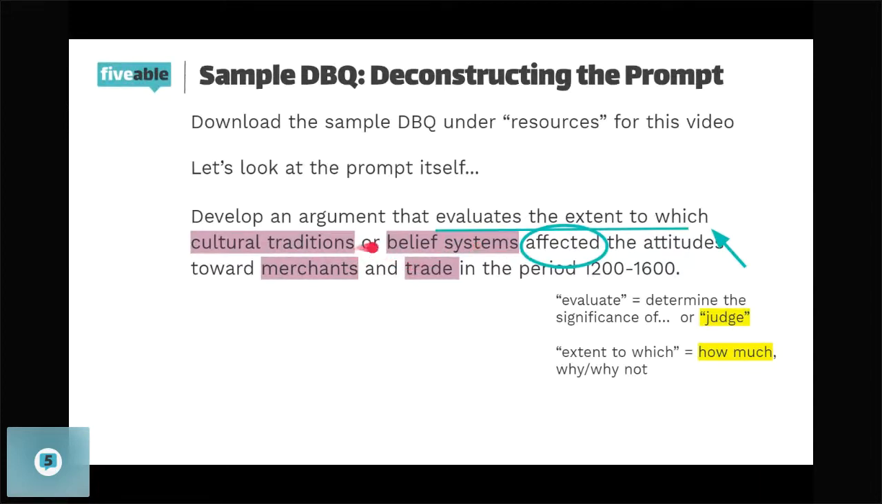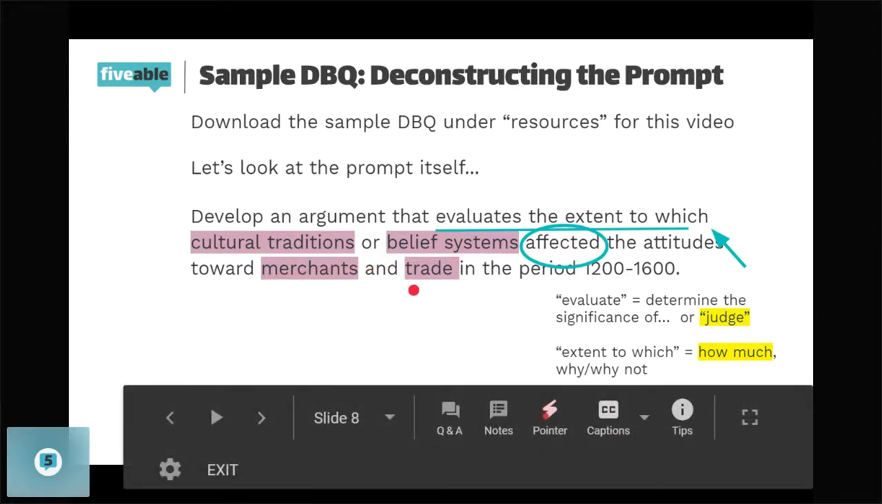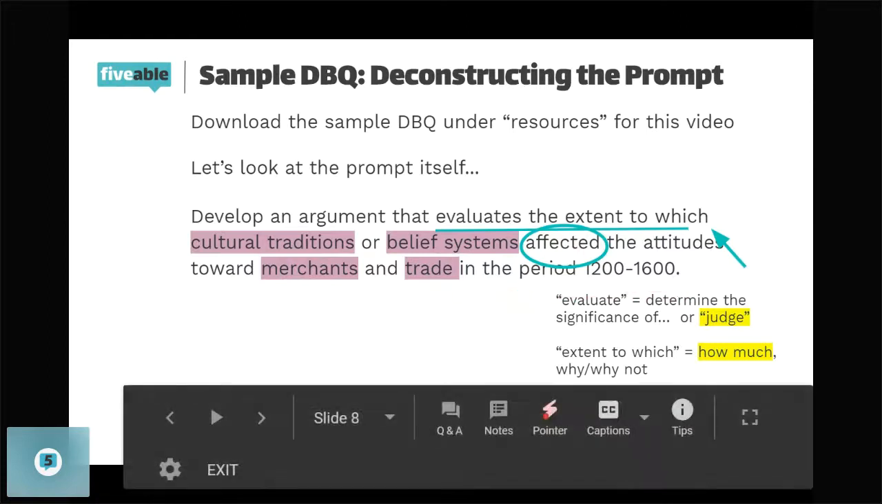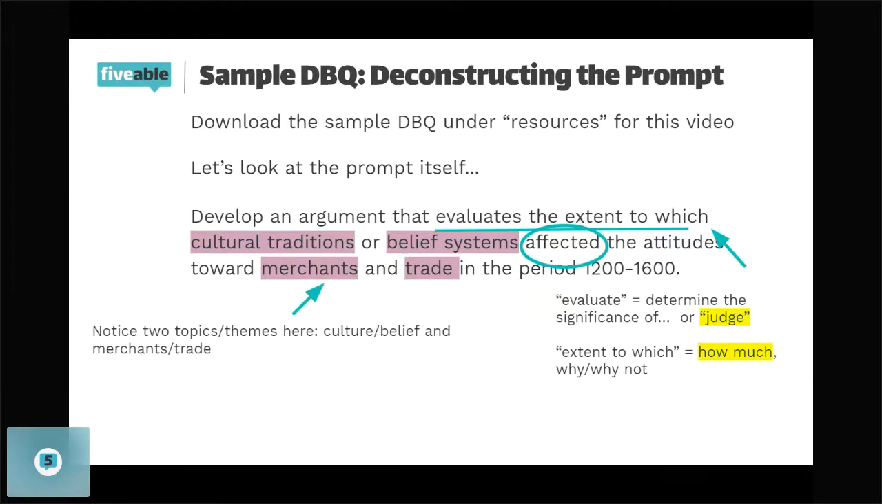And so this is asking you to judge how much belief systems affected the attitudes towards merchants and trade. So do belief systems support merchants, or do they not like them, right? That's pretty much what this sophisticated prompt is saying. So you've got two themes here, culture and trade.